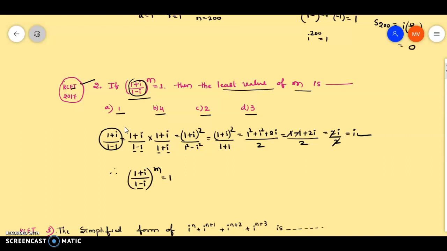Therefore I need (1 plus i divided by 1 minus i) whole to the power m to be equal to 1. So already I got this value, that is i to the power m is equal to 1. Now for what value of m will your value get 1, which is the least one? If I take 1, i to the power 1 is not equal to 1. So from all these options I can get 4, that is i to the power 4 is equal to 1, because i square to the power 2, i square value is minus 1, minus 1 whole square is equal to 1. So ultimately option B, 4, will be the right answer.